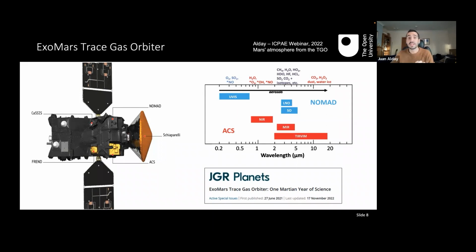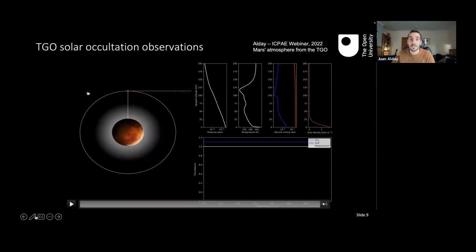But one thing that we need to understand about the Trace Gas Orbiter and why it is good at measuring trace gases is the kind of observations that it makes, the so-called solar occultation observations. So in order to illustrate how this works, I made a small animation.